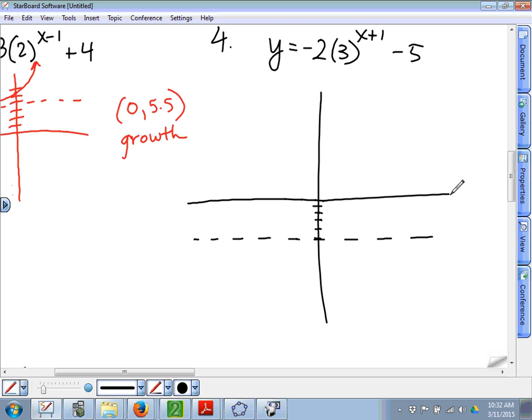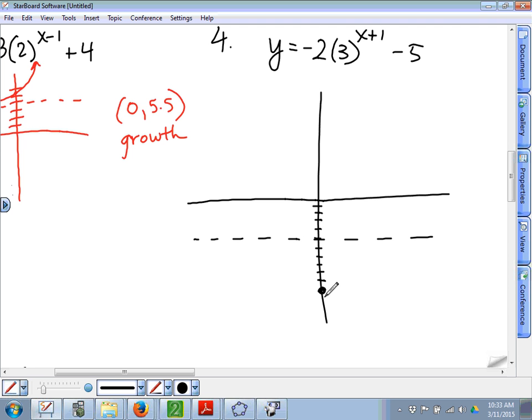Hey guys, check it out. You plug in a 0 for x. What's 0 plus 1? Easy math here. 3 to the first power. 3 times negative 2. Negative 6 minus 5 is negative 11. So you got to go all the way down to negative 11.